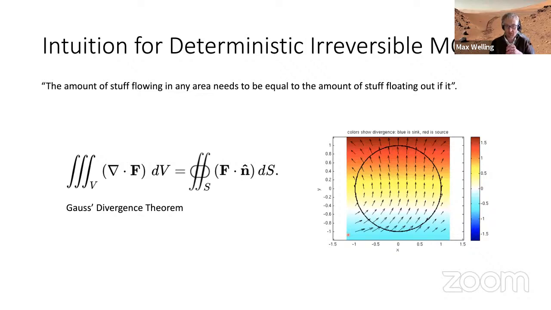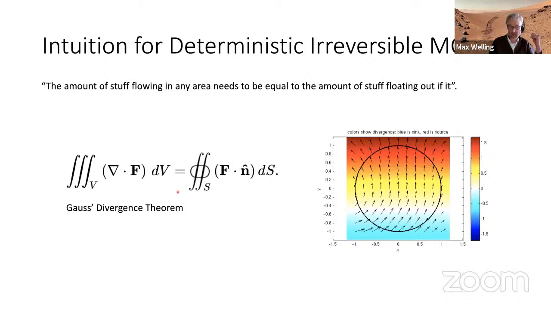To build some intuition for these types of irreversible deterministic MCMC samplers, we want to prove the condition that we require. And the condition is always that the amount of probability that's flowing into a region, any region, has to be equal to the probability that's flowing out of that region, right? So then we get to a stable condition. And this basically means that the divergence of this vector field along which we are flowing has to vanish.